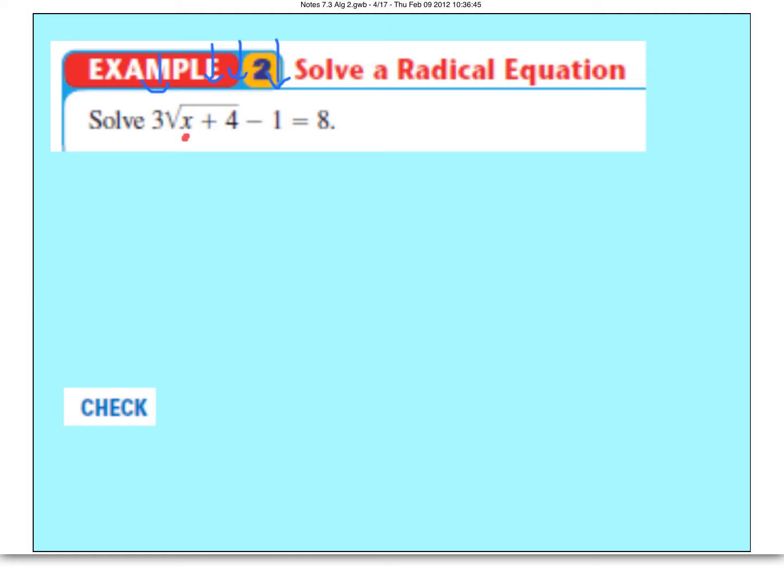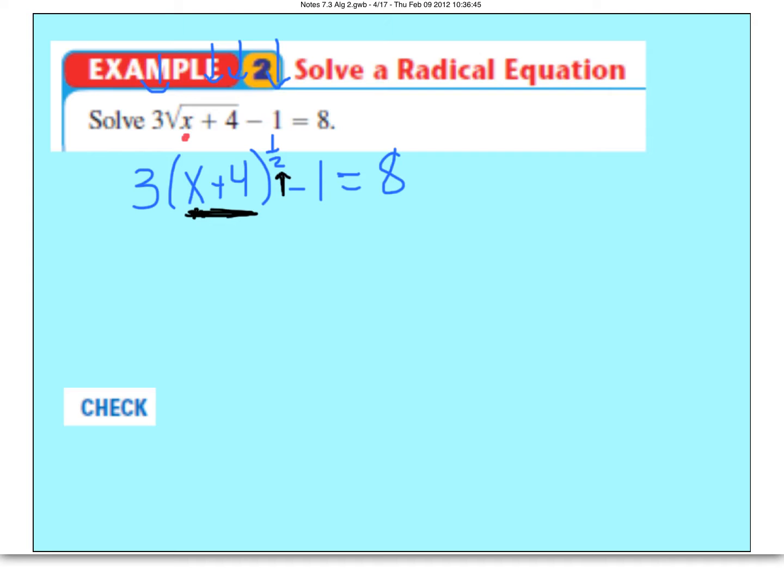What I'm going to actually do first is rewrite this square root as a rational exponent. So I'm going to say that this is 3 times x plus 4 to the 1/2 power, minus 1 equals 8. And it's almost easier to see this way. We're going to work our way toward the x, and the x is right here. So the last thing I'm going to do is get rid of the plus 4 because it's the closest to the x. And the second to last thing is going to be to get rid of this exponent because x plus 4 is kind of locked in those parentheses with that exponent.